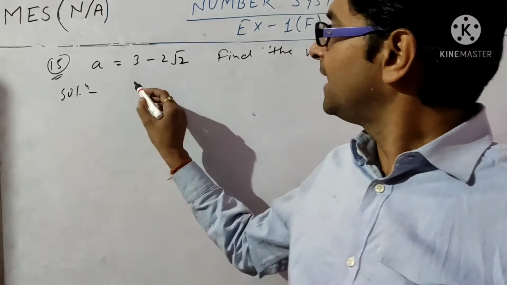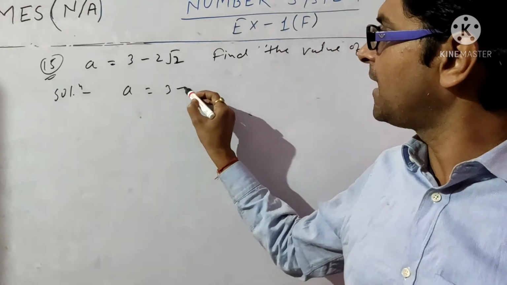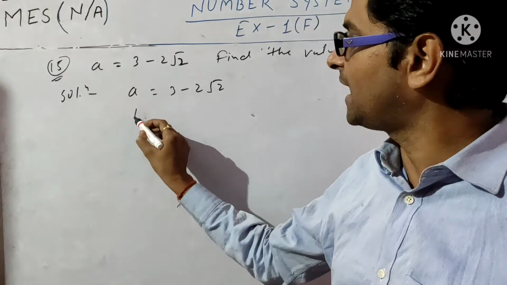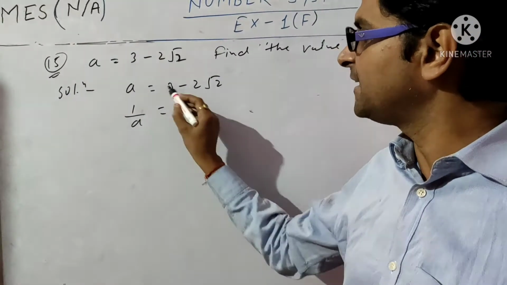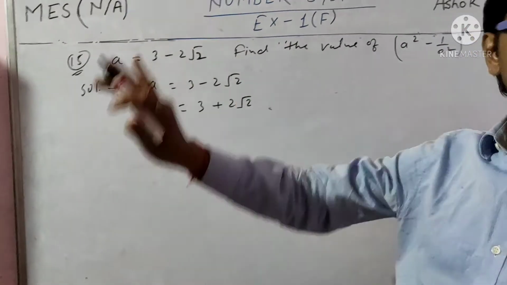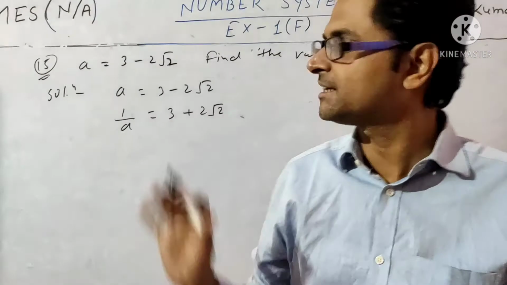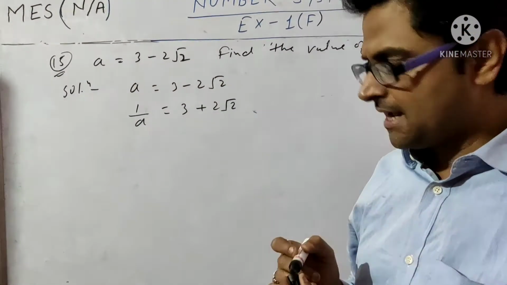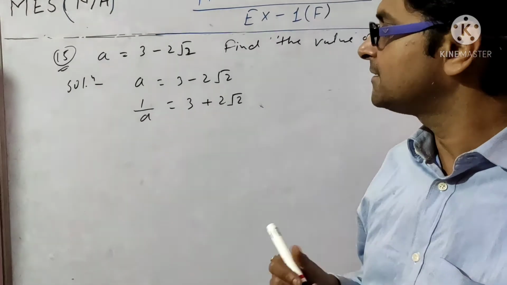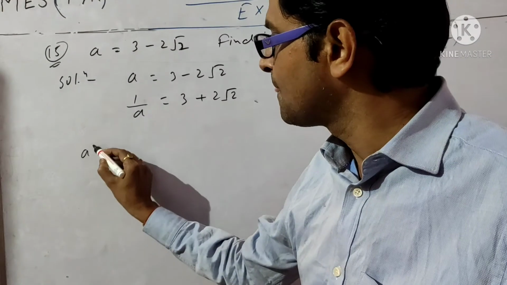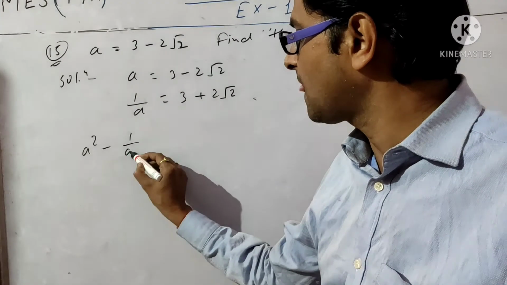Let us start. A is equal to 3 minus 2 root 2. Here a is equal to 3 minus 2 root 2. That means 1 by a, automatically we can write 3 plus 2 root 2, just like the previous concept, just like question number 12. So a is equal to 3 minus 2 root 2 and 1 by a is equal to 3 plus 2 root 2. Here the value is a square minus 1 by a square.